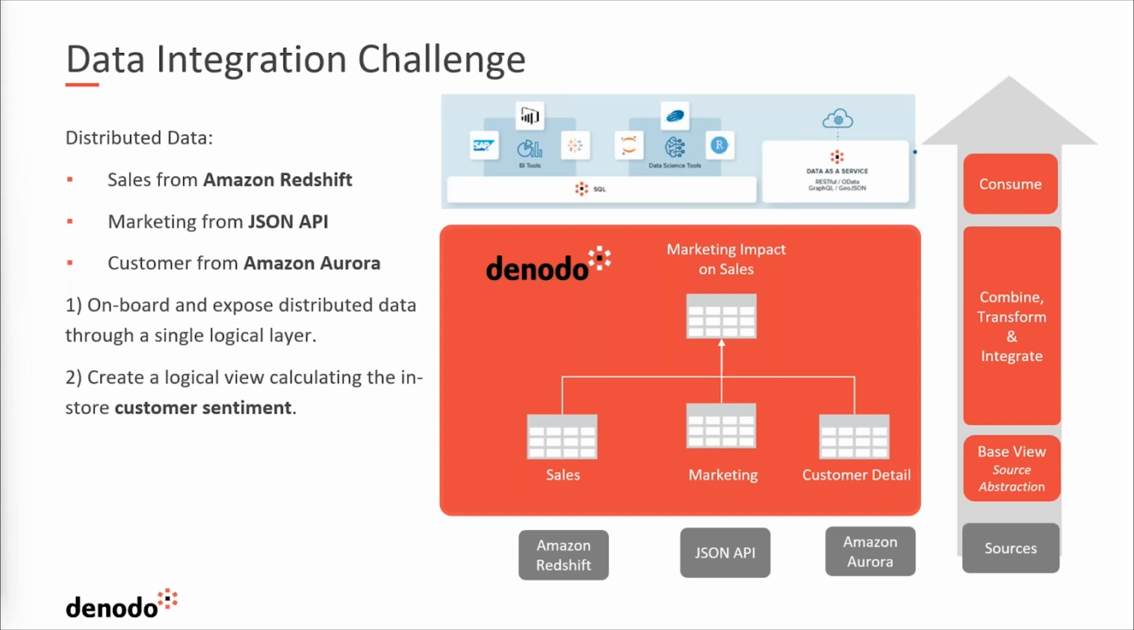A common scenario is where we need to understand the customer in-store sentiment. We will need to source data from 3 different places in this case: sales transactions from Amazon Redshift, customer demographic data from Amazon Aurora, and marketing data about customer sentiment will be sourced from a software as a service application via an API call to get the JSON array document. Denodo allows us to connect and combine these disparate data sources across the AWS cloud environment and present it to data consumers in different types of tools such as AWS QuickSight, Tableau, or even publish it as a web service.